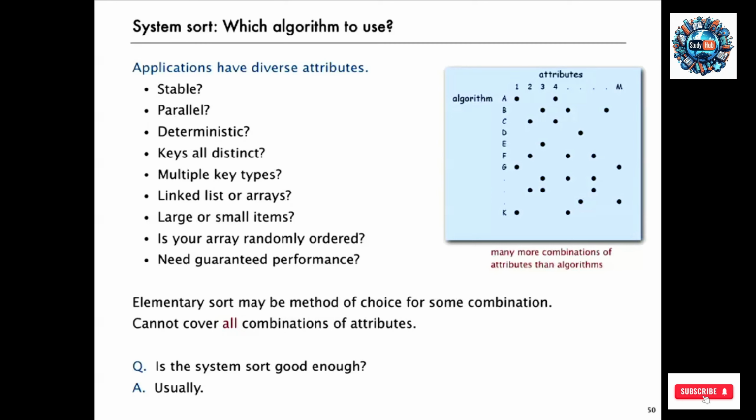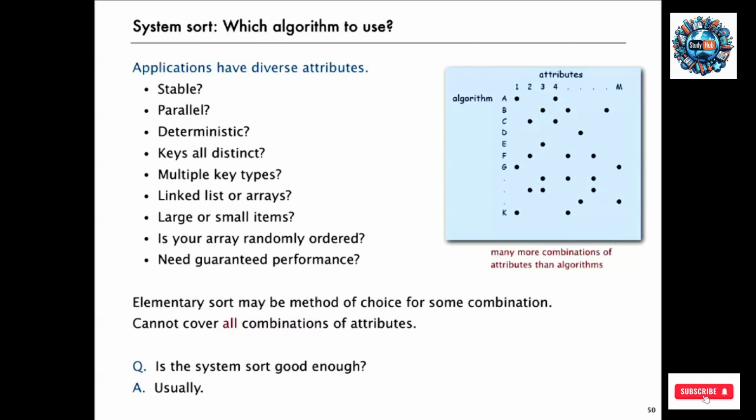Maybe the way your computer's memory is organized makes a difference. Maybe the keys are small and the items are large, or maybe the keys are really huge. Do we need guaranteed performance? Are we happy with random performance? Do we know if the array is randomly ordered? You can think of a matrix, shown on the right here, where we list out all the possible attributes, and then there are algorithms that work well for different combinations of attributes. But there are way more possible combinations of attributes than there are algorithms.